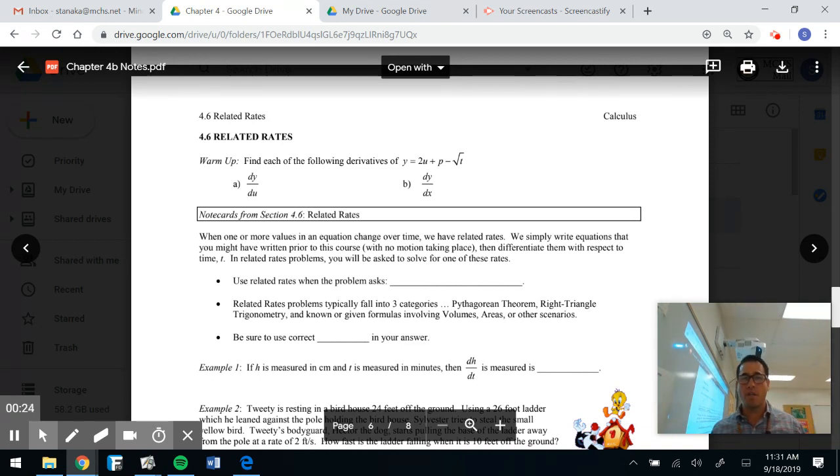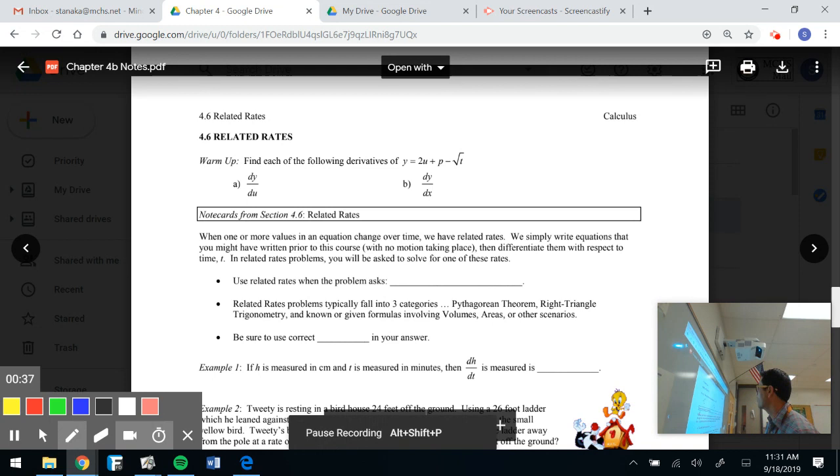Warm up. A skill that we're going to have to do is do things implicitly, dealing with different variables, which messes some of us up. So I'm going to do A for you, and then what I want you to do is take a stab and see if you can find out how to do B on your own.